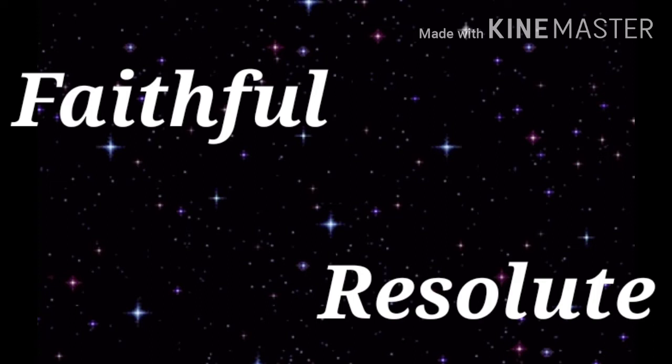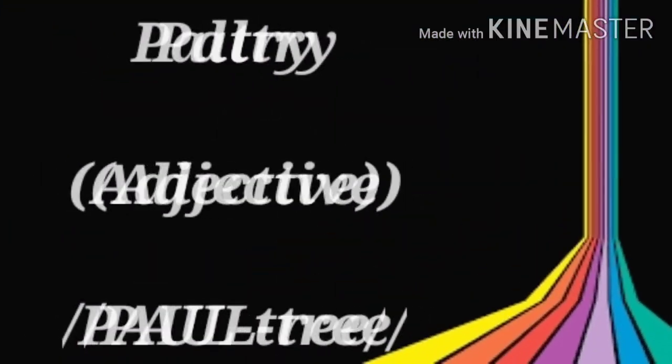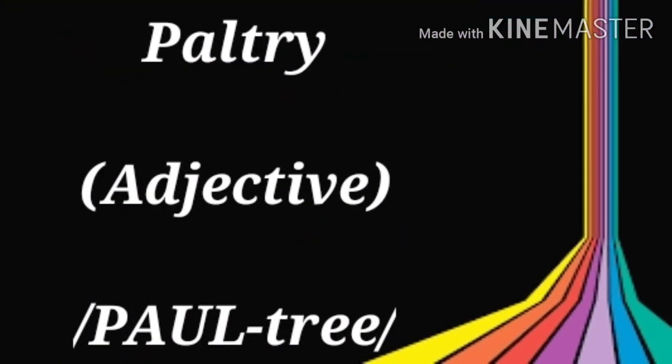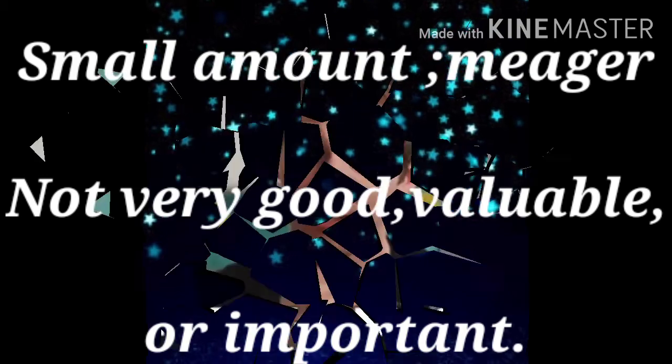Coming up next on our list of words for today, we have what we call paltry. Paltry. The first thing you need to know is that paltry is an adjective. I hope you can still recall what an adjective is. It is a part of speech. It is an adjective. Now, what does it mean? It means a small amount, meager, not very good, valuable or important.